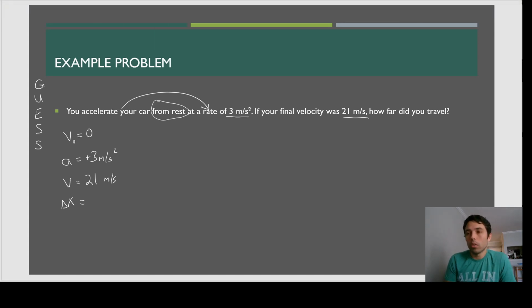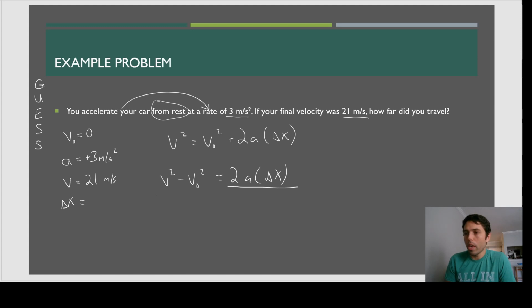So we're going to use v squared equals v naught squared plus 2a times, and I'm going to write delta x instead of x final minus x initial. It's the same thing, right? Change of position. And I'm going to rearrange this to get delta x by itself before I plug in numbers, which I want you to practice doing too. So I'm going to have v squared minus v naught squared equals 2a times delta x. Now I'm going to divide by 2a.